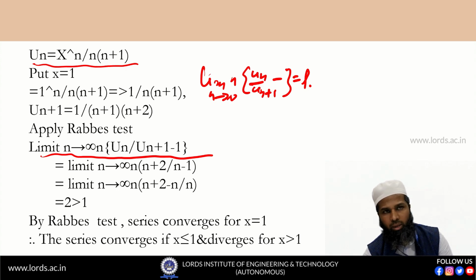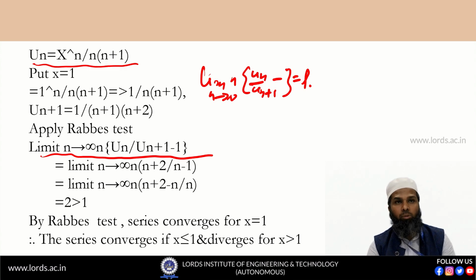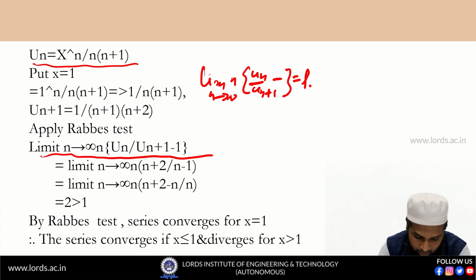First we take the LCM. Then we take n common from the numerator and n common from the denominator. We cancel all those things and write the remaining terms in the form of 1 by n, 2 by n, something like this. Why? Because as n tends to infinity, 1 by n tends to 0. So finally we get the limit value as 2, and 2 is greater than 1 obviously.